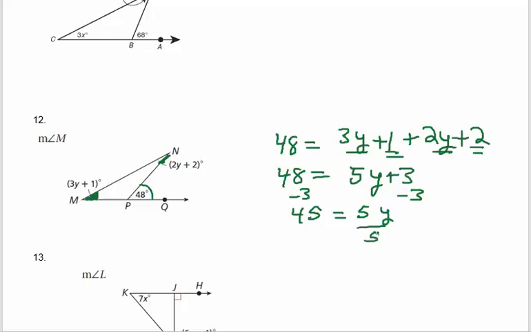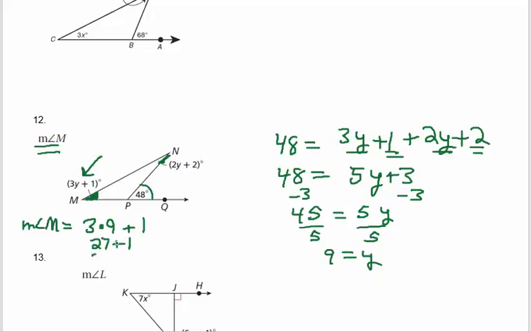So we divide both sides by 5, and we get that 45 divided by 5 is 9. So now we know what y is, but remember that's not done. Now we need to plug 9 back into angle m's expression. So the measure of angle m would be equal to 3 times 9, because we just solved for y and got that, plus 1. So 3 times 9 is 27, plus 1 is 28. So this is 28 degrees for the measure of angle m.